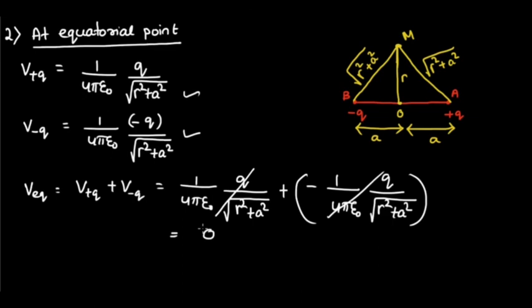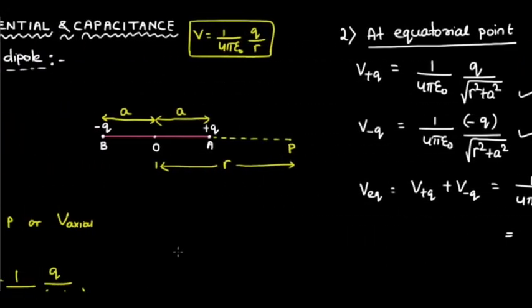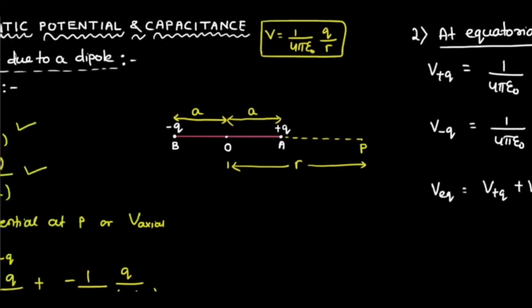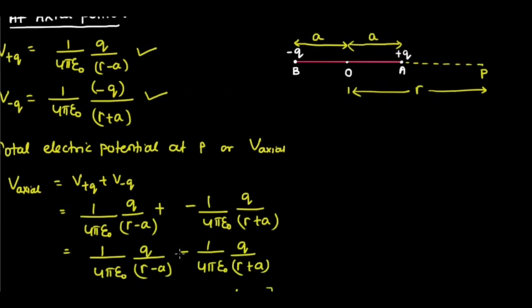So students, we have derived the electric potential due to a dipole at both these points, at the axial point and at the equatorial point. Hopefully you have understood the derivation.